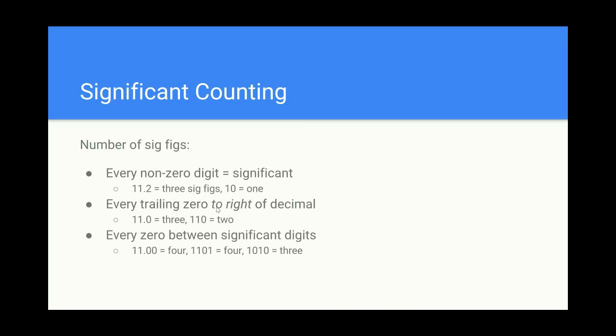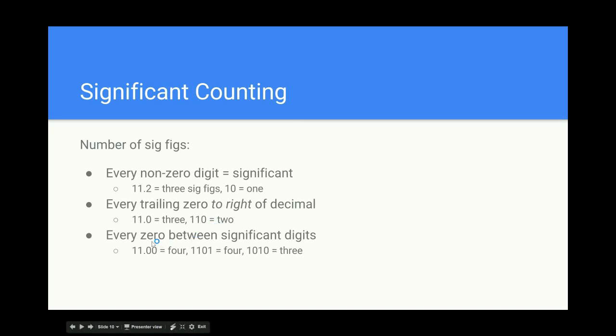Now, when you're looking at zeros, you have to look for certain kinds of zeros. A trailing 0 comes at the end of the number, the right-hand side. If it comes to the right of the decimal place, then it is significant. So in 11.0, that 0 is to the right of the decimal place and is significant, so 11.0 has 3 sig figs. But in 110, the trailing 0 is to the left of the decimal place. It doesn't count. There are only 2 sig figs.